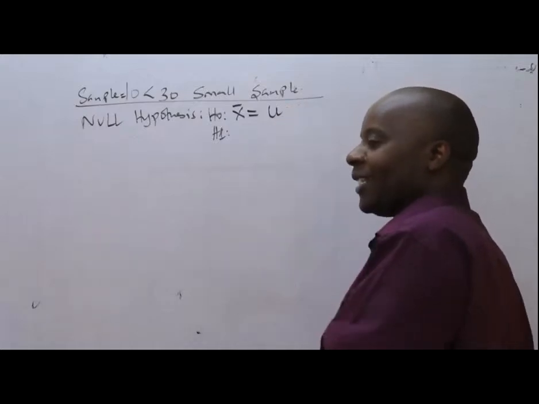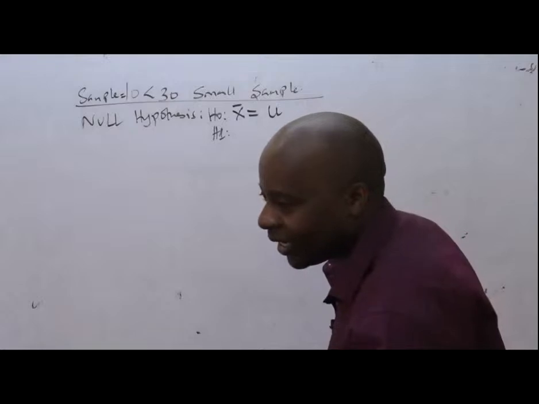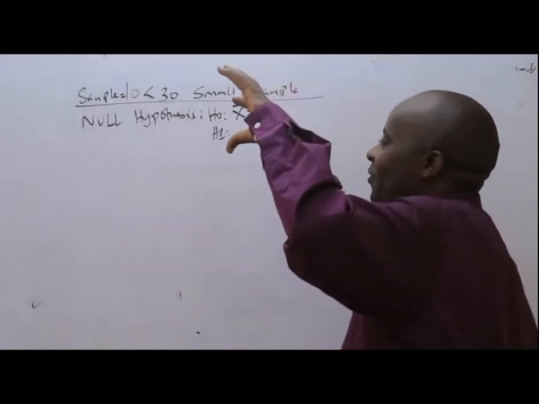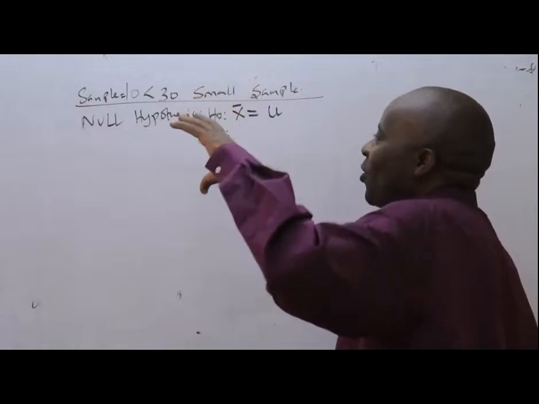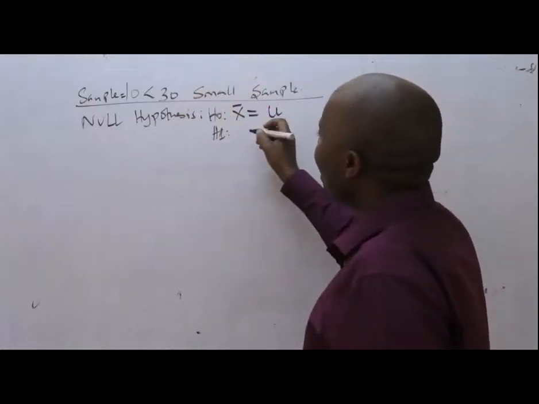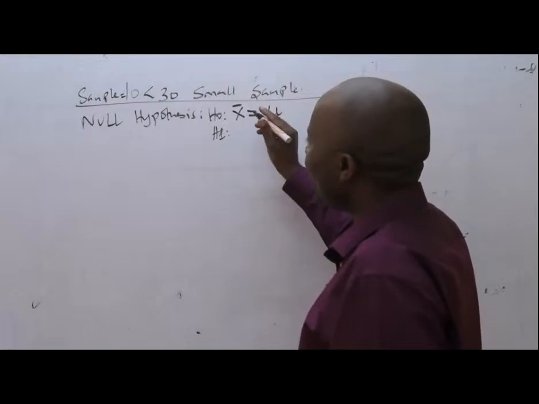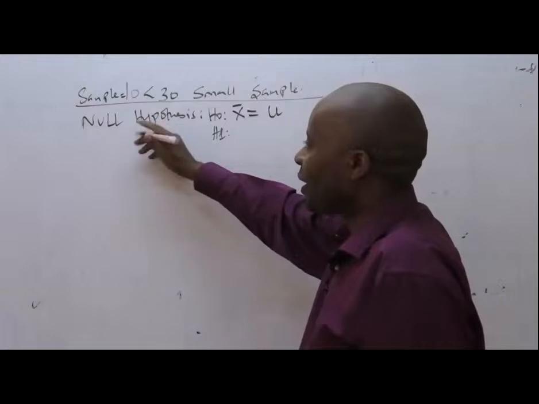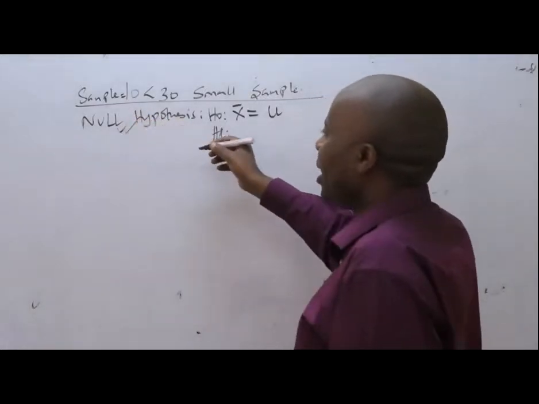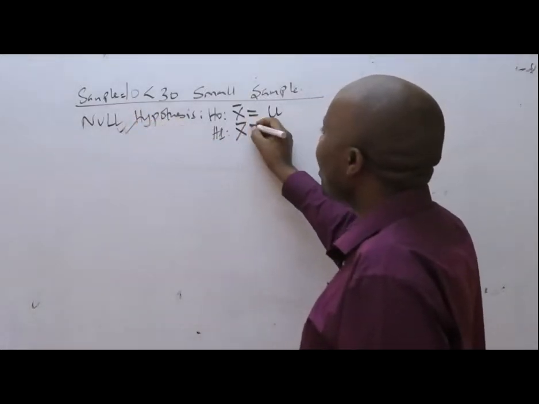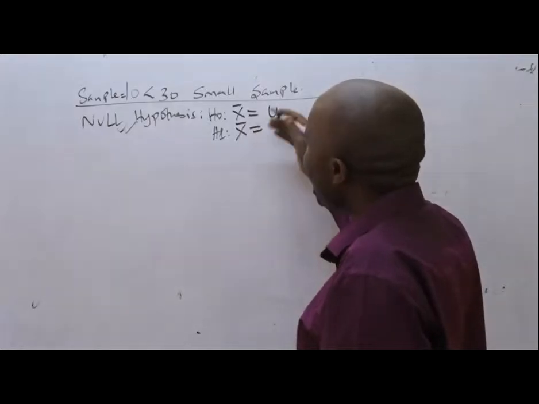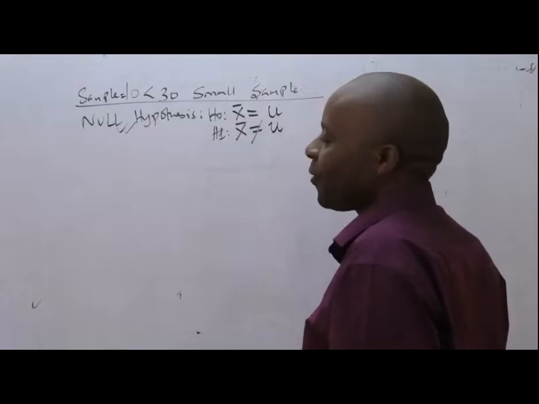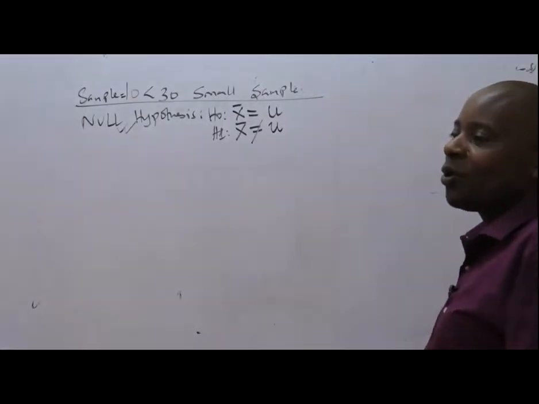Remember those daily prices could be lower or higher than 65. So we have here, first of all, the equality, that we don't have any difference, that the difference is nil. And then, because the daily prices could be higher or lower, the alternative will be X bar is not exactly equal to mu.